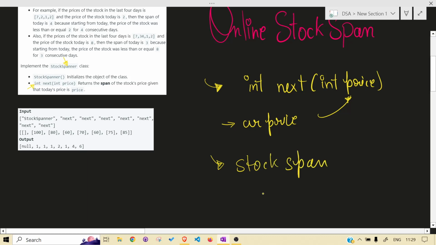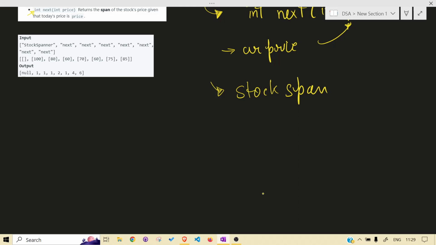For example, if you are given the price history of that stock, for example 7, 2, 1, 2, and the current day price is 3, we have to return the stock span for 3. So for 3, what will the stock span be? Stock span is the number of days with price less than or equal to the current day's price, including that day also. So 2 is less than 3, 1 is less than 3, 2 is again less than 3, and 3 in itself is equal to 3. So we are counting 3.